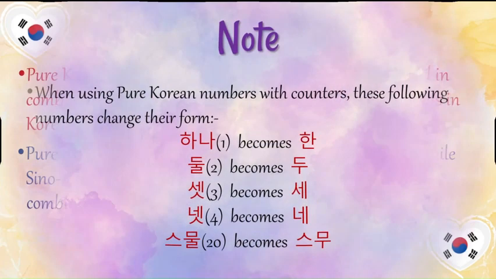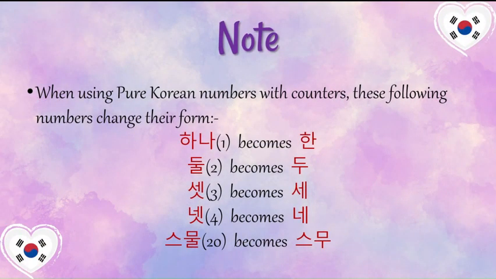Now here is a very important note: whenever you use pure Korean numbers with counters, these five numbers change their form. The first four numbers, that is 하나, 둘, 셋, 넷, become 한, 두, 세, 네 respectively, and the 20th number, that is 스물, becomes 스무. Fine. These five numbers change their form whenever they are combined with counters.